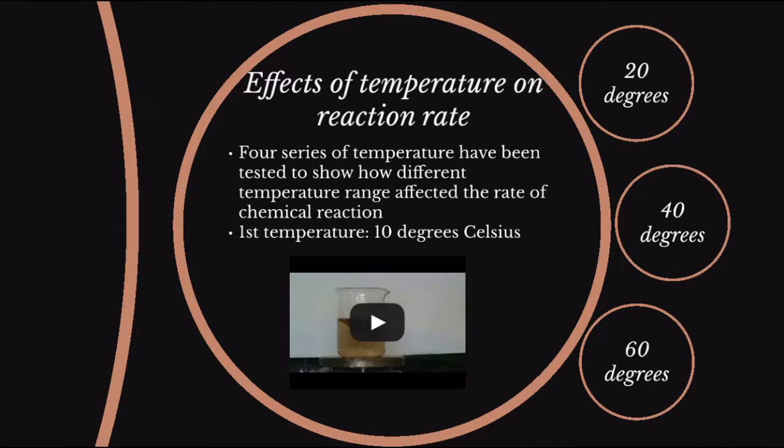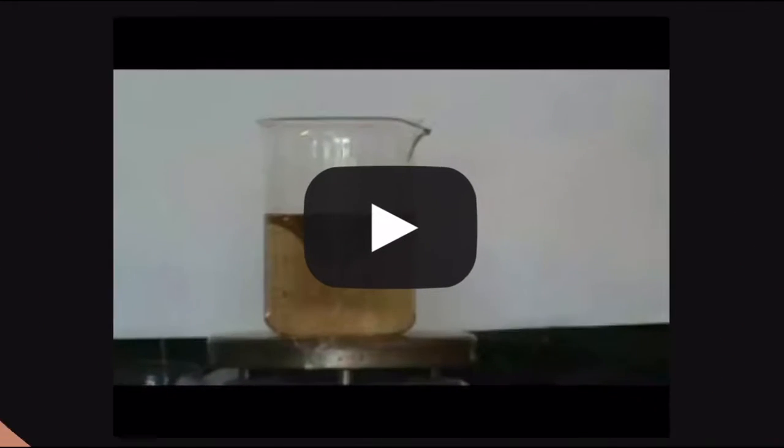Effects of temperature on reaction rate. There were 4 series of temperatures that were tested to show how different temperature ranges affected the rate of the chemical reaction. The first temperature was 10 degrees Celsius. When the last solution, hydrogen peroxide, was added into the mix, it took a little longer for the mixture to turn deep blue. This is due to the low temperature and limited heat collisions.